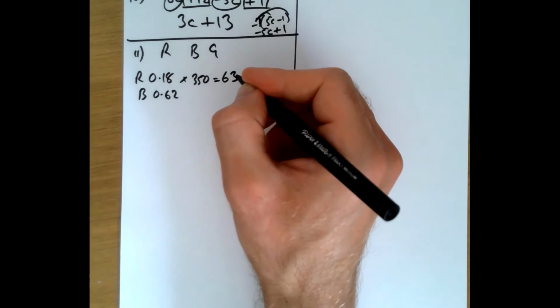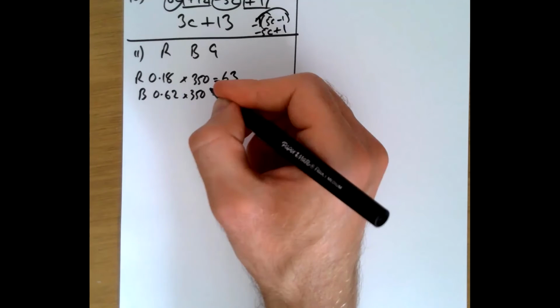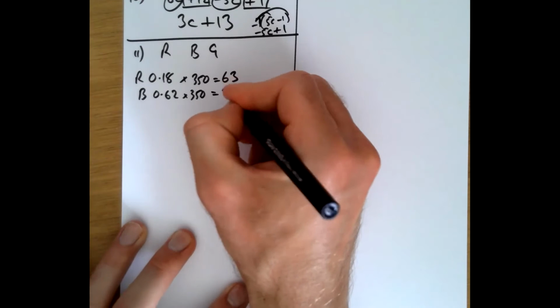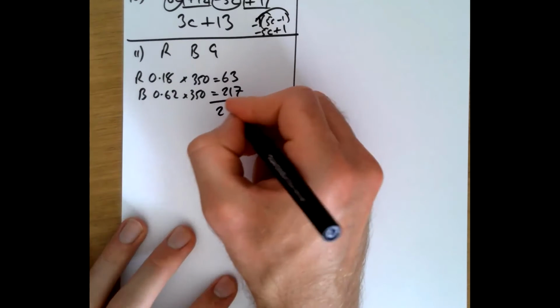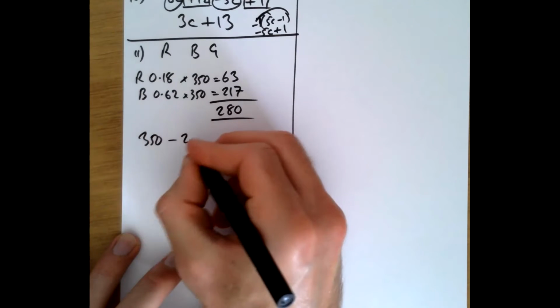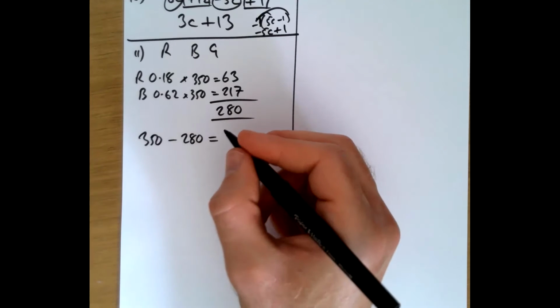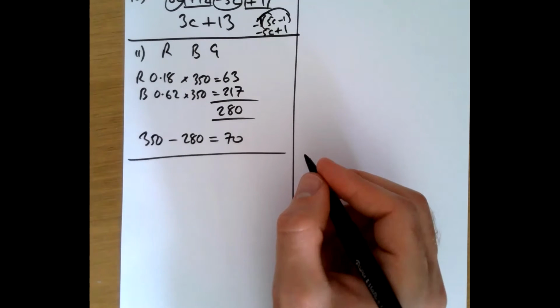0.62 times 350 is going to be 217. Add those together, you get 280. We've rolled it 350 times. So take away those and you get 70. Okay, so that's how you do that question.